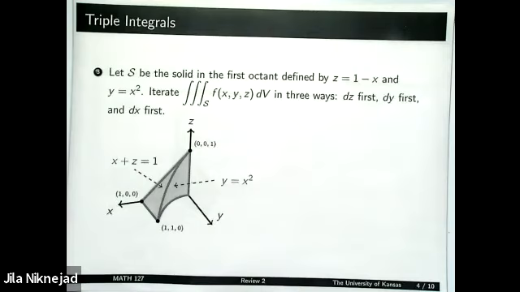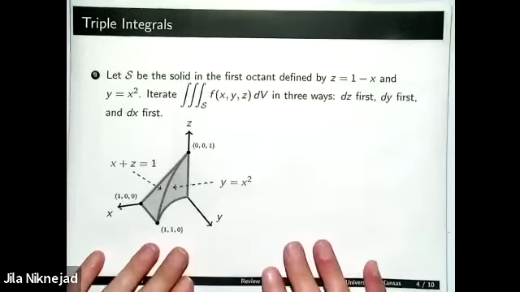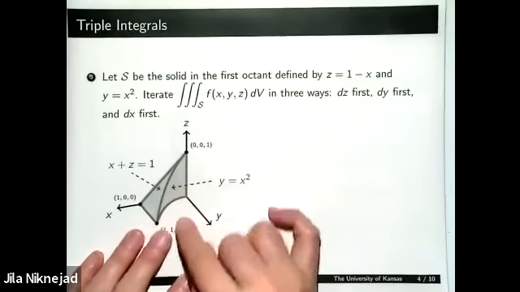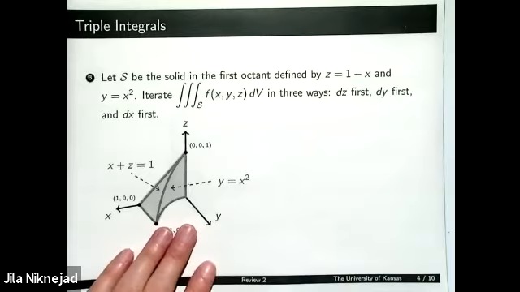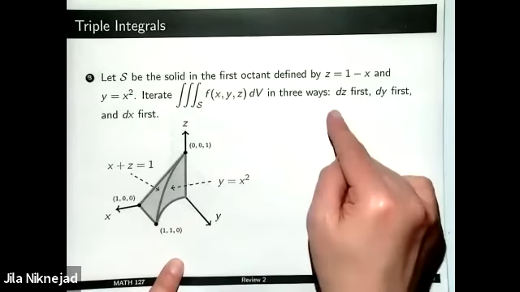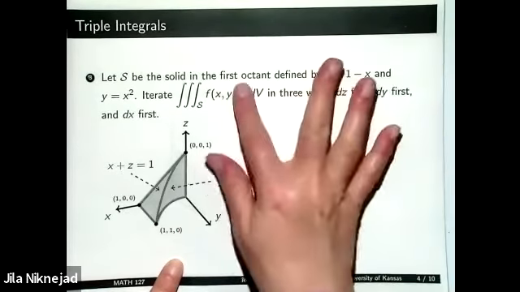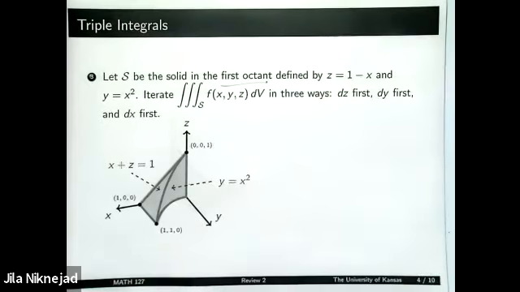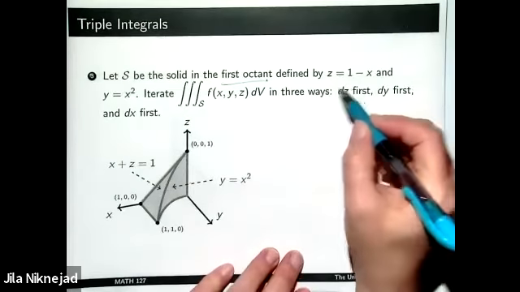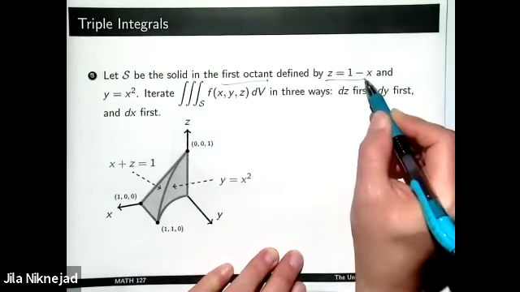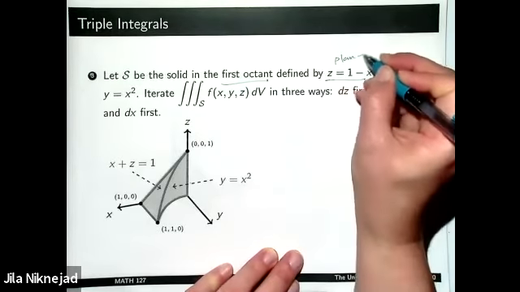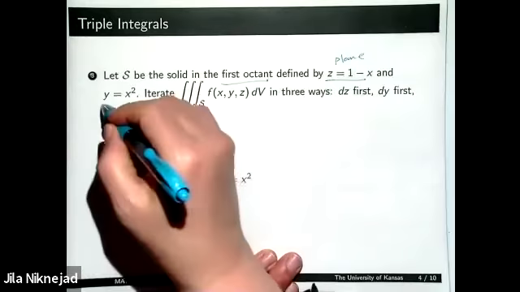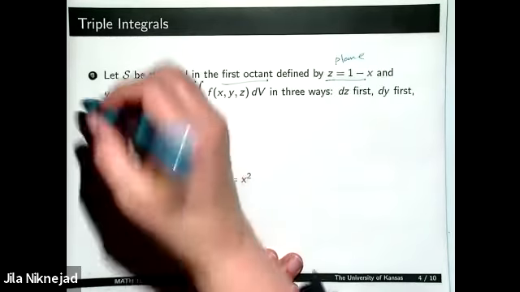Okay, so now this iteration business. Can you guys see what this shape looks like? It tells you to find in the first octant, so x, y, z have to be bigger than 0. Then it says define by z equal to 1 minus x, which is a plane. And then y equal to x squared, which is a cylinder.